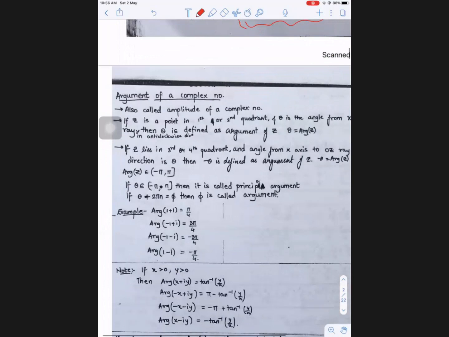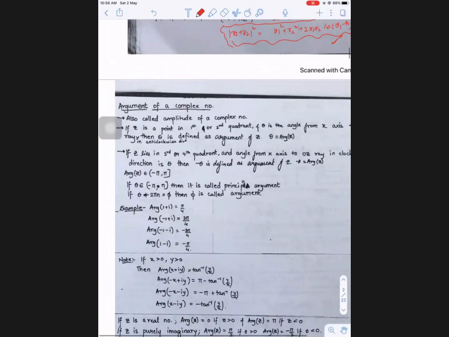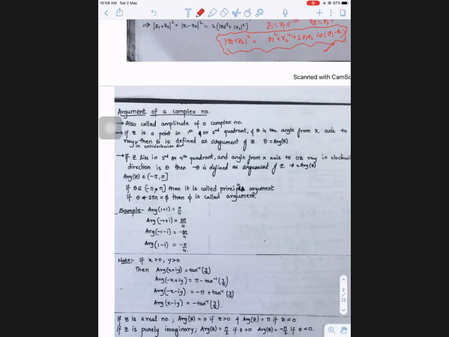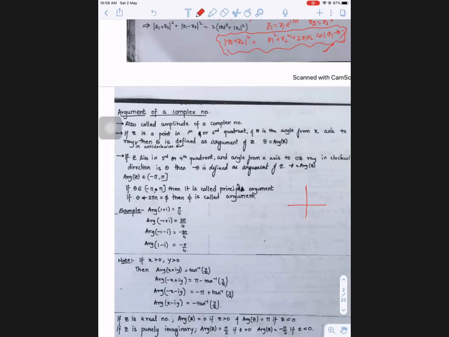Next, argument of a complex number definition. Argument, you can call it amplitude also. If Z is a point in the first or second quadrant and theta is the angle here, we take the anti-clockwise direction. If Z is in the third or fourth quadrant, we take the clockwise direction. That's why the principal argument is defined between minus pi to pi. Principal argument or amplitude we take between minus pi to pi.